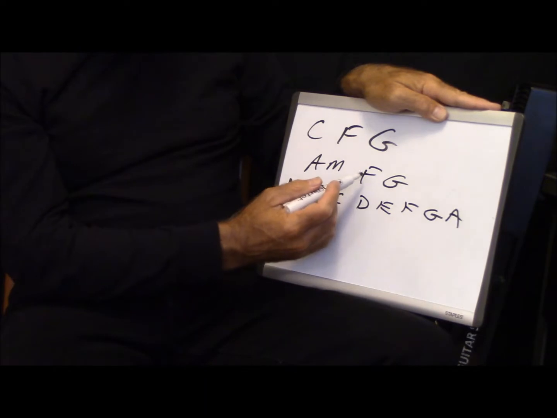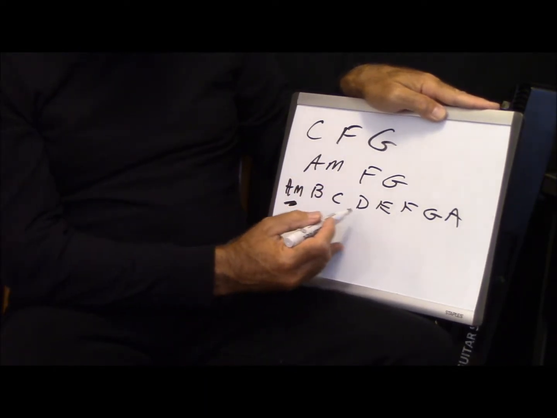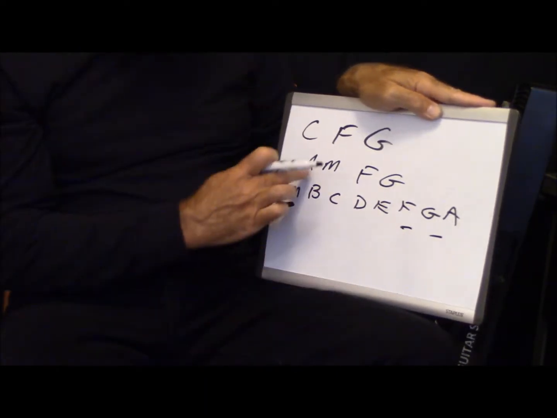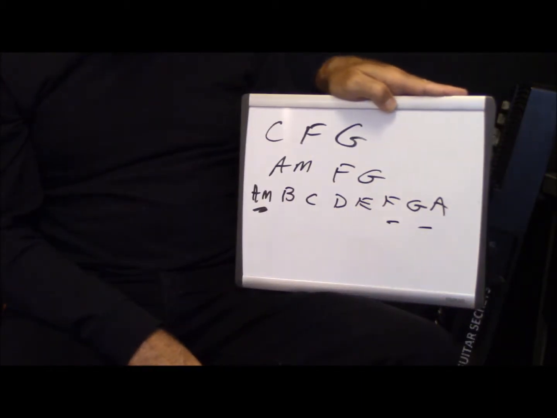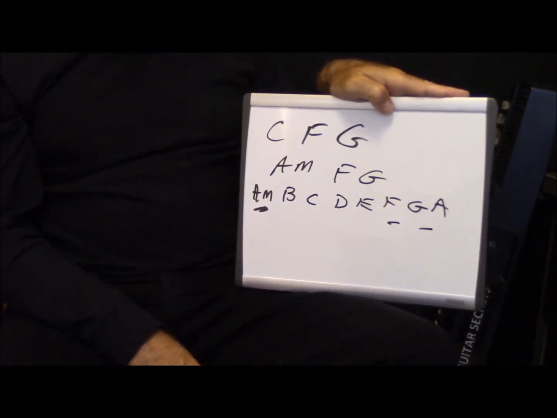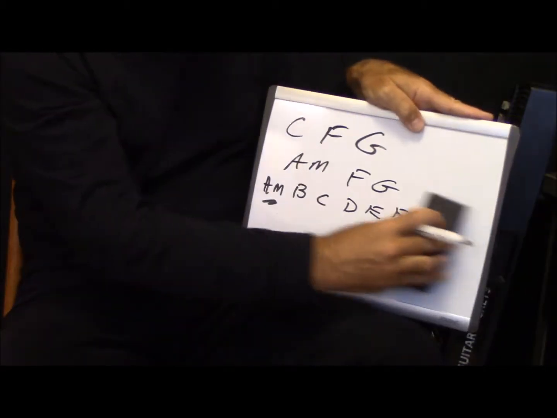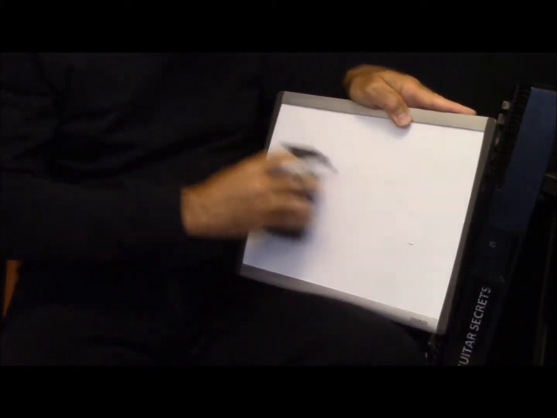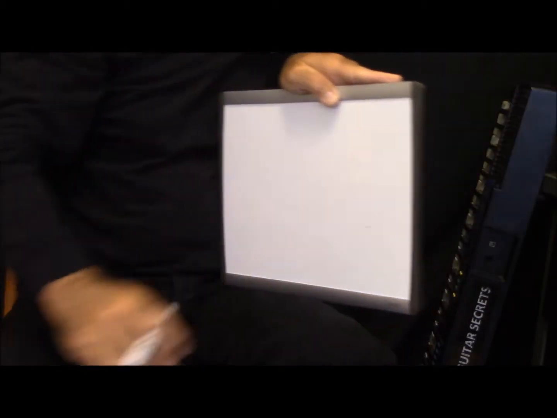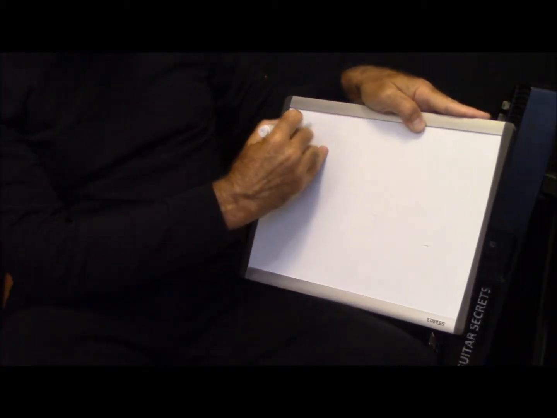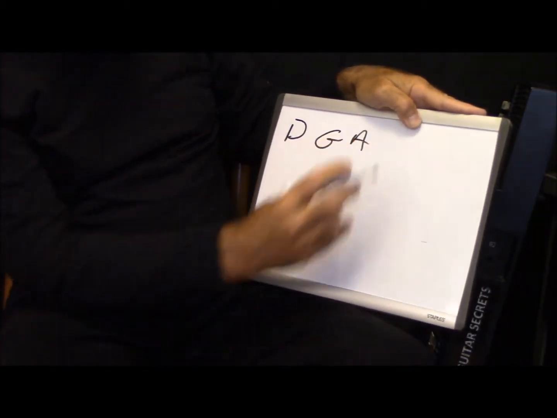Now A minor, F, and G is 1, 2, 3, 4, 5, 6, 7. That's a 1, 6, 7 progression in the key of A minor. That's the relative minor there for the key of C major. So now if you look down to the third progression, it is a D, G, and an A progression.